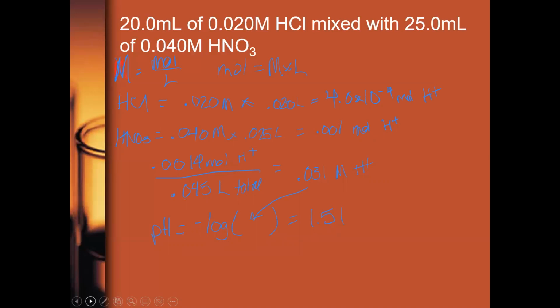So if you were to calculate pH based off of each acid individually, when combined, the overall pH should be lower and be more acidic because we have more hydrogen ions that we are actually combining.